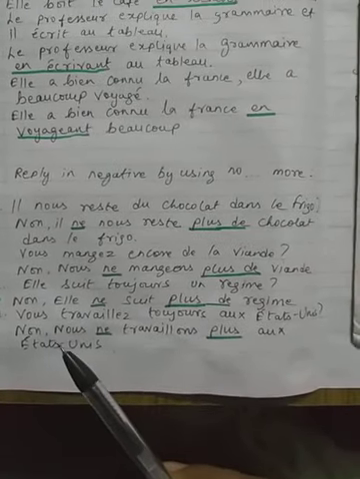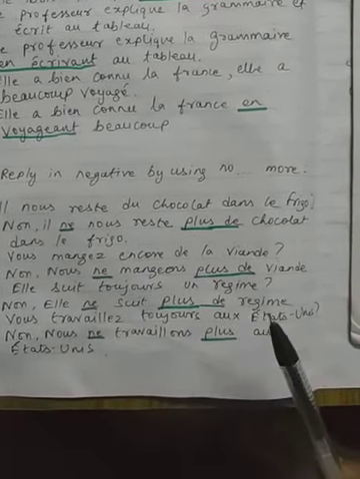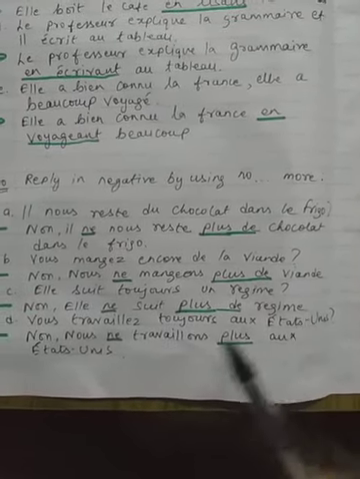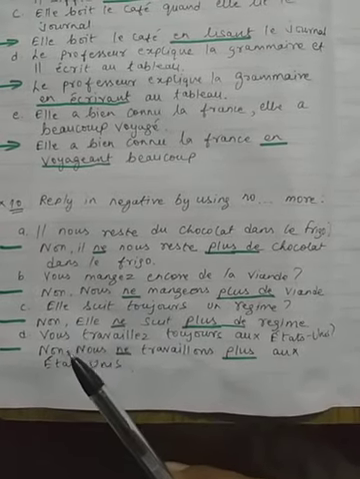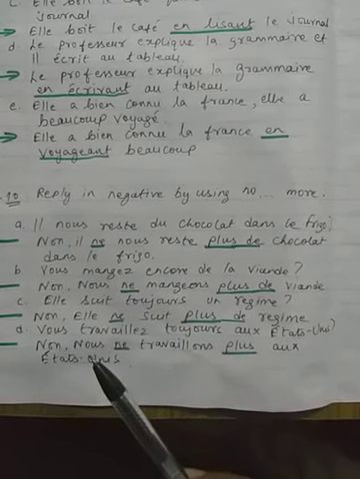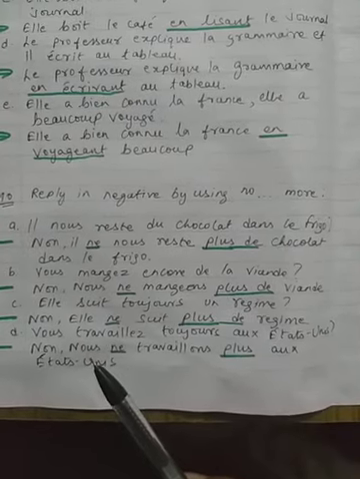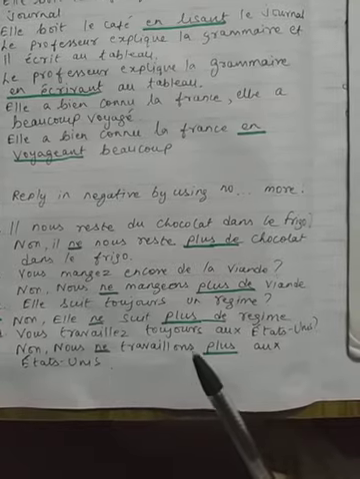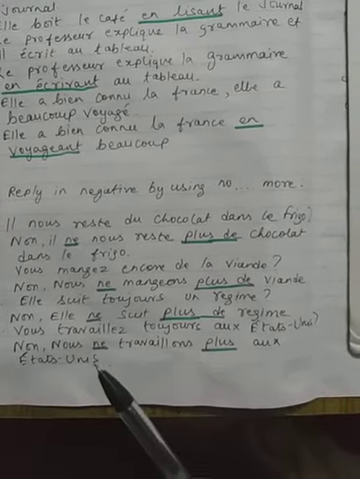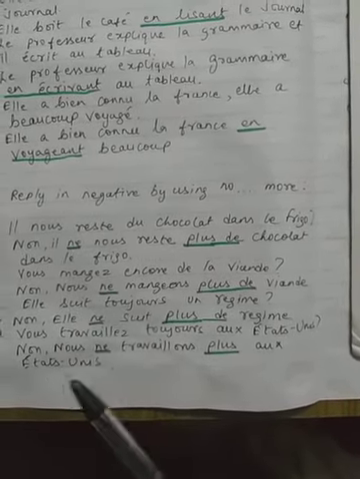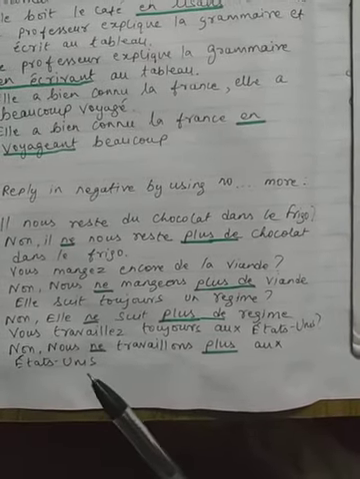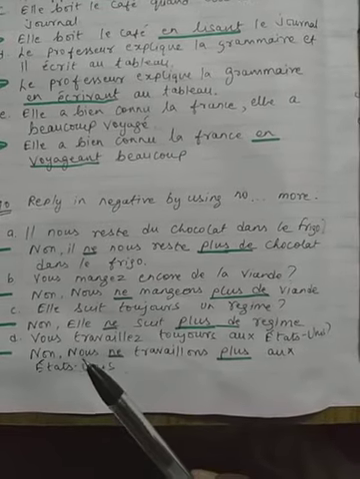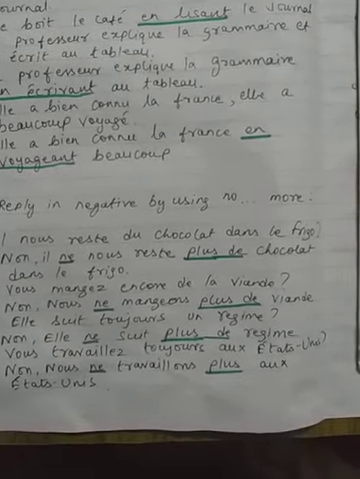Fourth question. Vous travaillez toujours aux États-Unis? You still work in the United States? This question is asked with the plural form, vous. You can answer in singular or plural. Here I started with the plural form. Nous ne travaillons plus aux États-Unis. We no longer work in the United States.